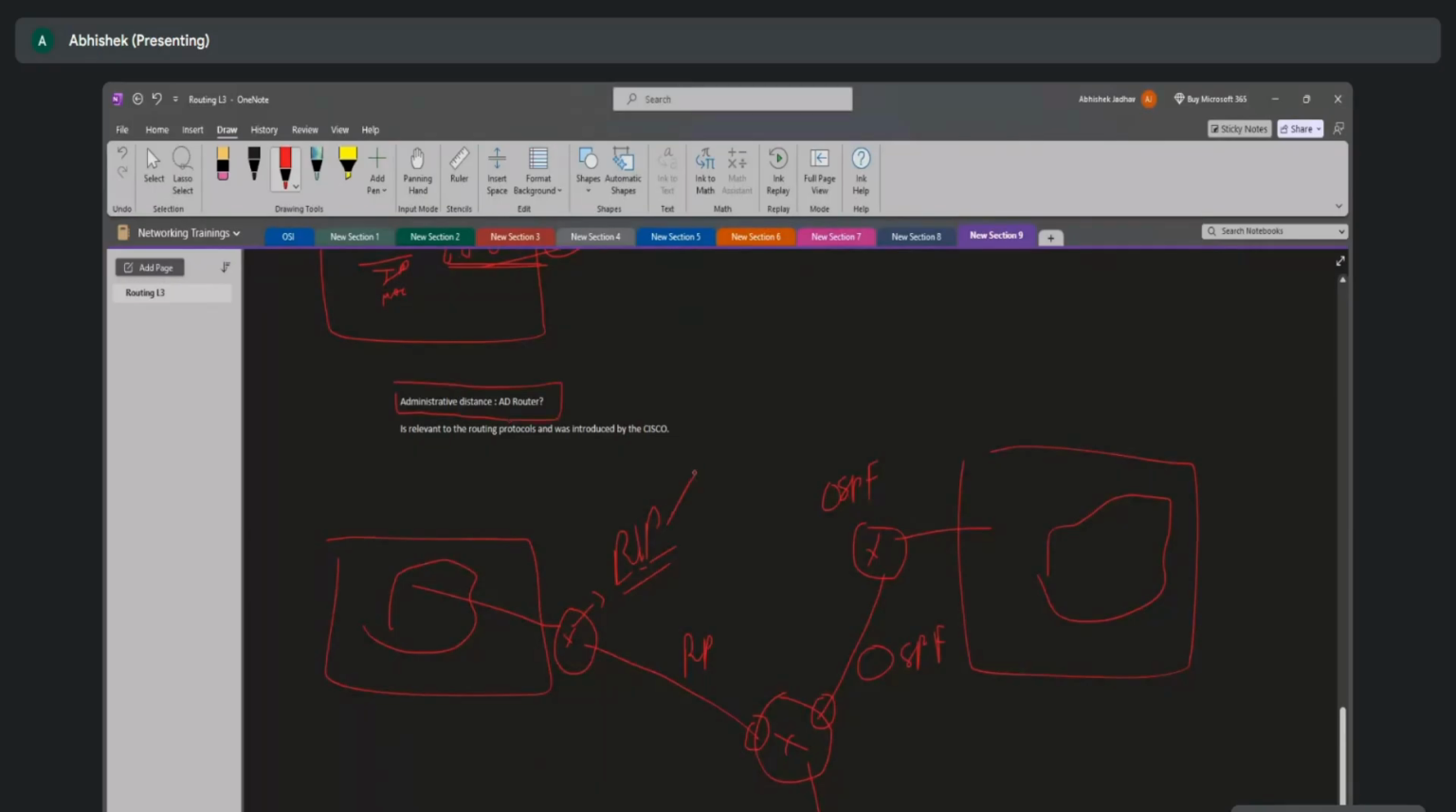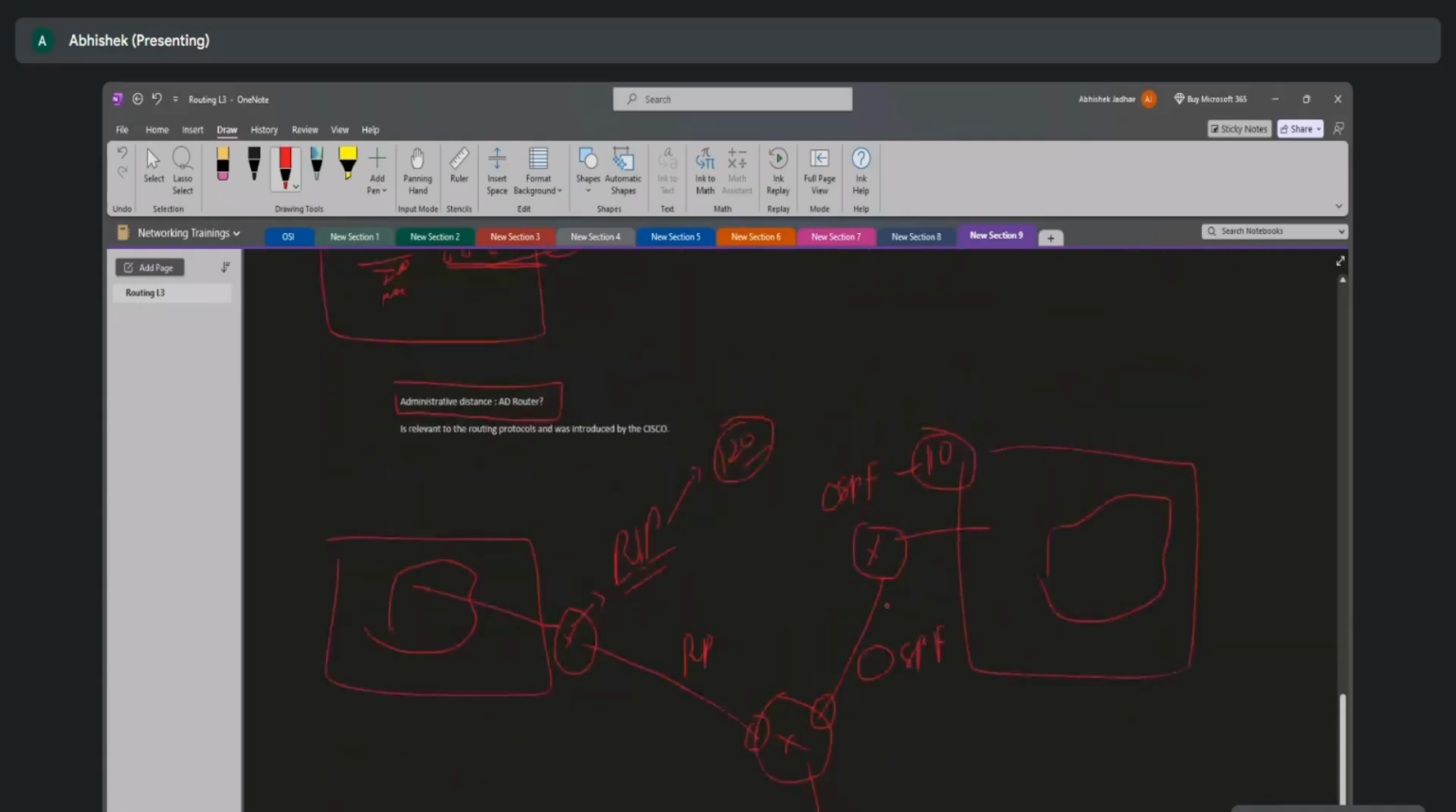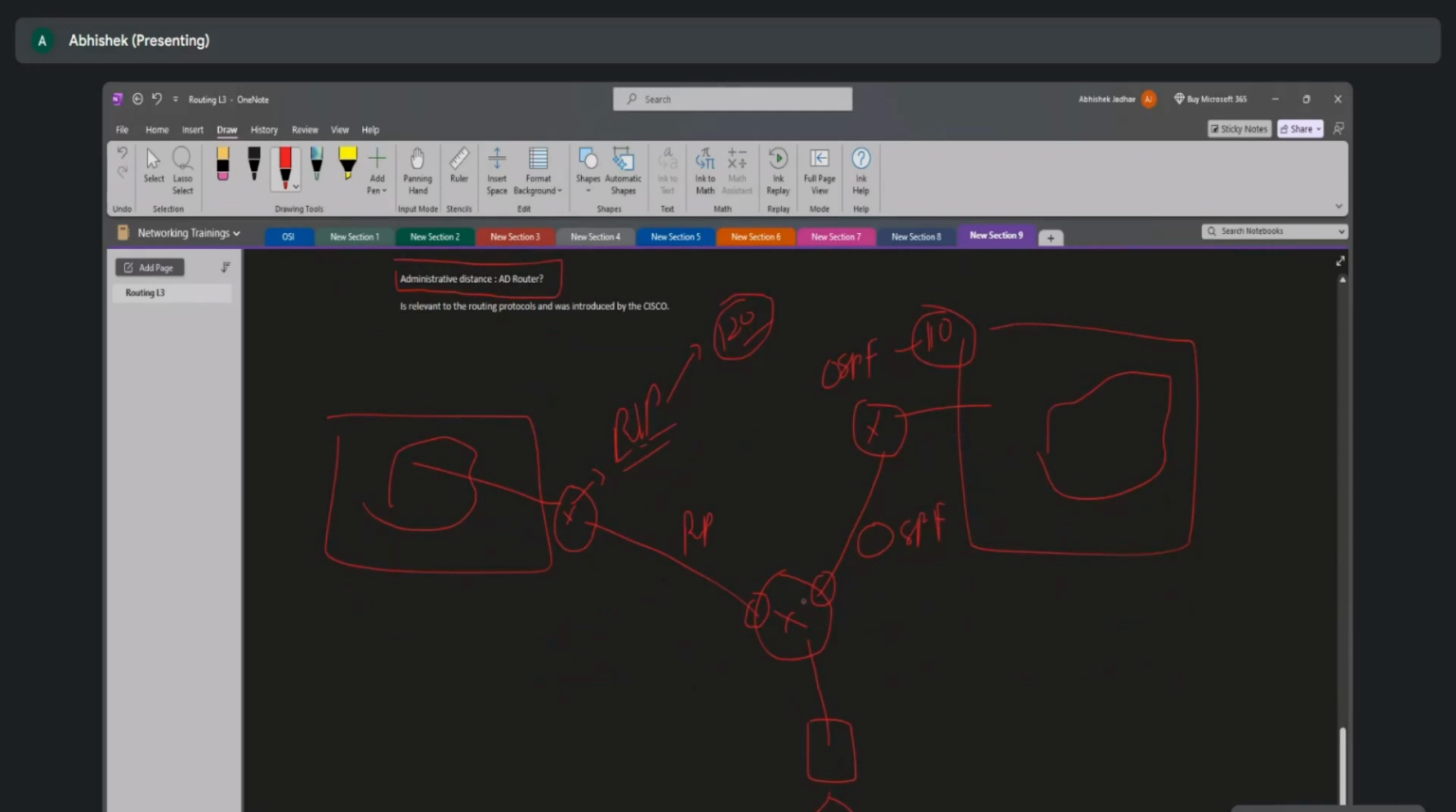So each and every routing protocol has its own administrative distance, right? So if you see, for routing information protocol, the administrative distance is 120 and for OSPF it is 110. And what have we learned earlier? The lesser the value, the more preferable the route, right? So in this scenario, the router will not do any sort of decision. It will simply see that OSPF has the AD of 110, hence the packets will route like this.